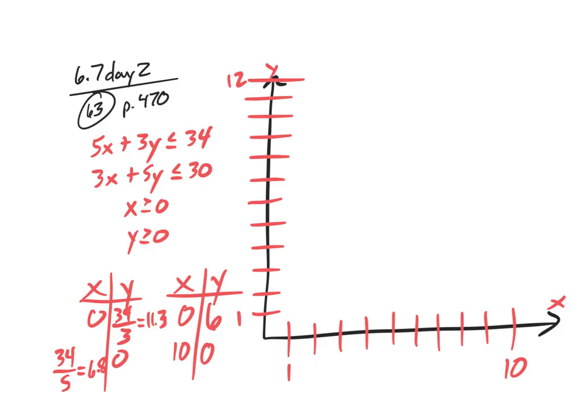Okay, then we're going to plot our points onto that coordinate plane. So we have 0 and we have 11.3, so we're going to approximate. This is why I like the decimal, but I'll show you in a second why the fraction is going to be helpful as well. 11.3 would be just a little bit above 11 on the y-axis. 6.8 is going to be right here.